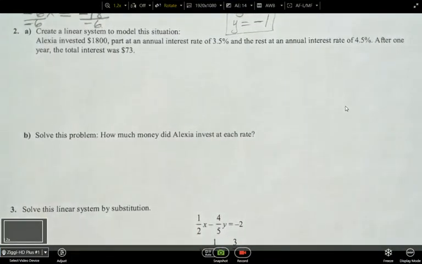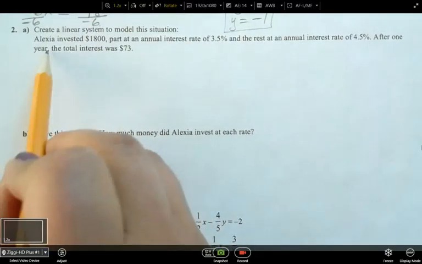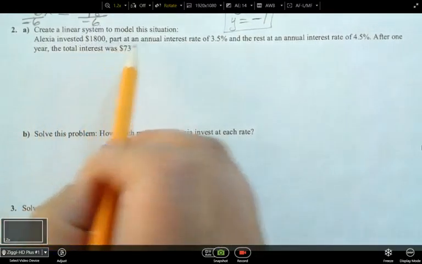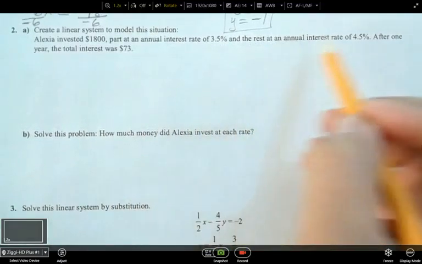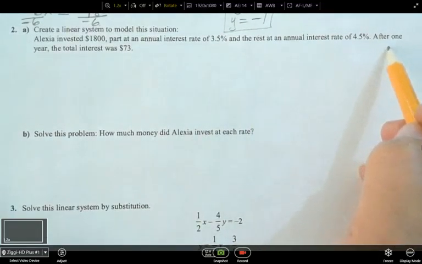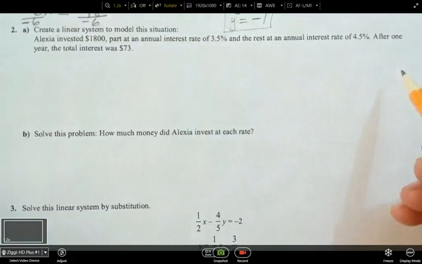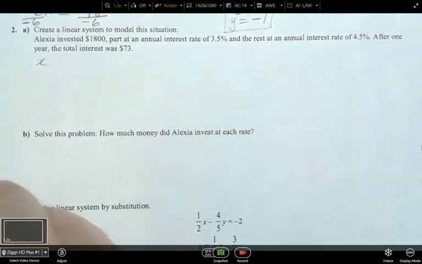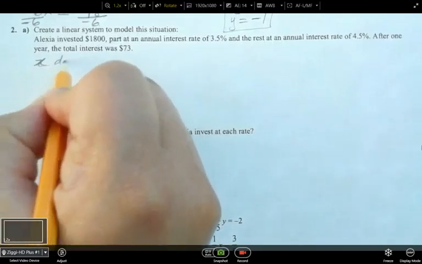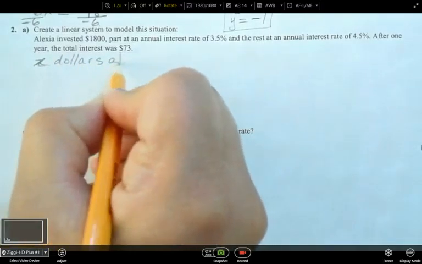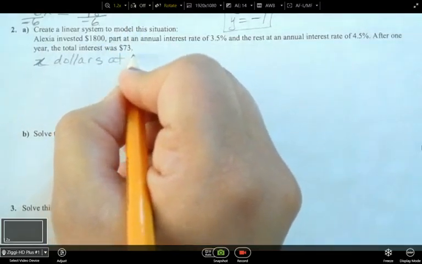Okay, so now that you've had some think time to think about it, let's get into this question a little more. So it says Alexia invested $1,800, part at an annual interest rate of 3.5% and the rest at an annual interest rate of 4.5%. So how many investments does she have? She has 2 different investments. What should we call the 2 different investments? Let's call the first investment X, and what should we say that investment is? So it's X, maybe dollars, at 3.5%.